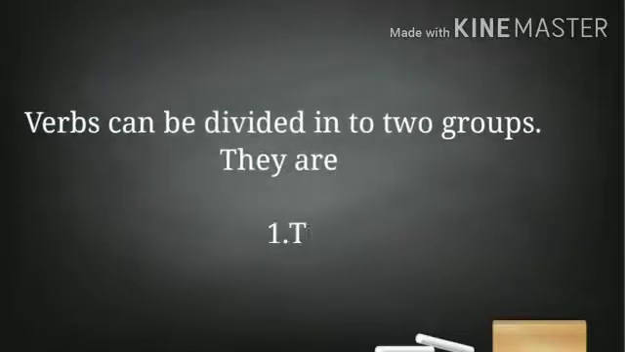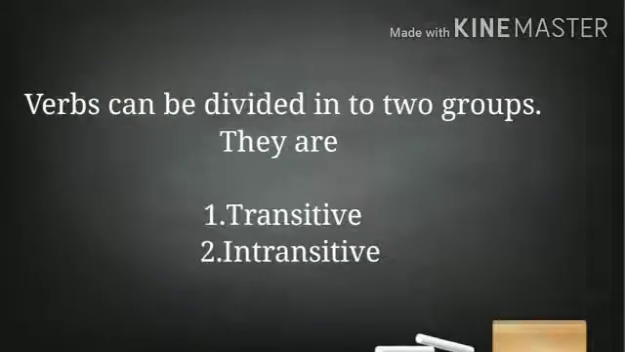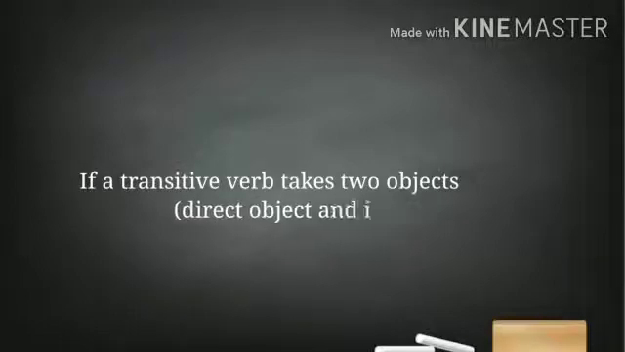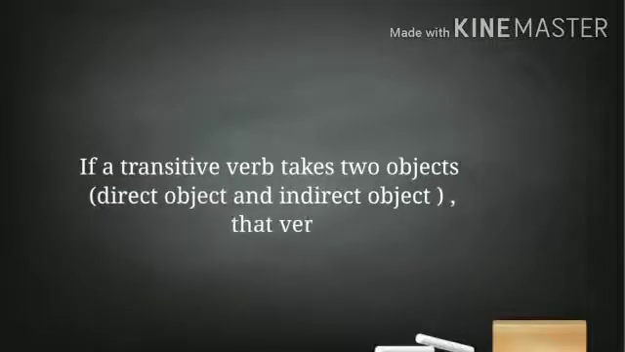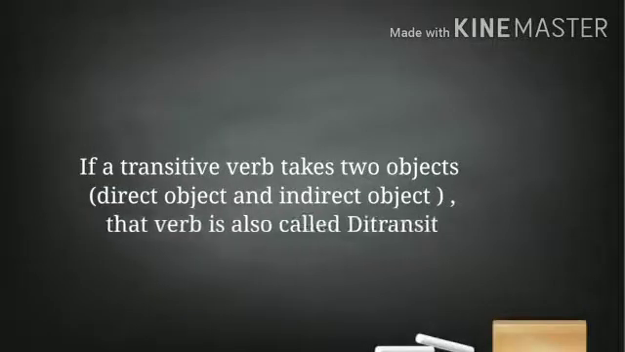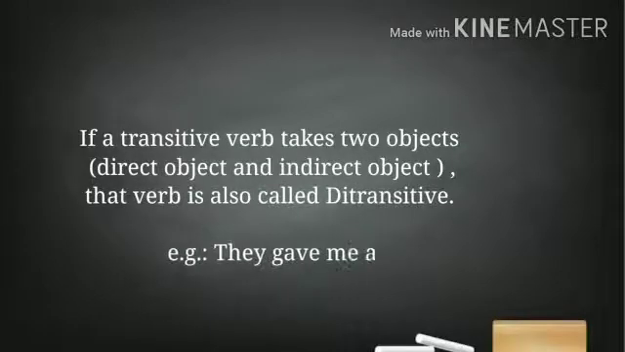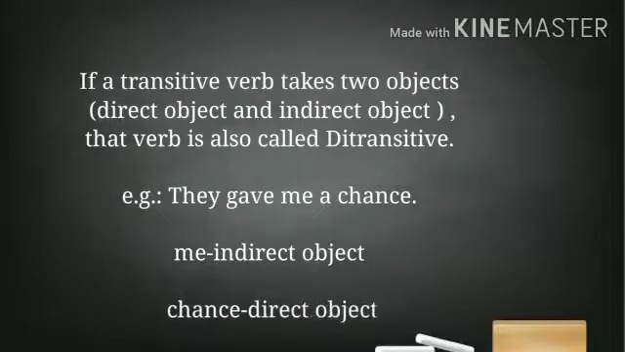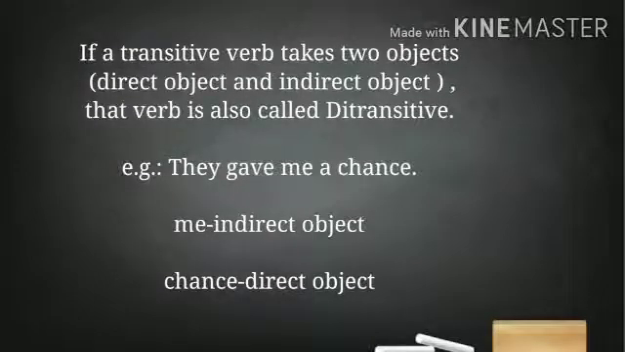So we can say verbs can be divided into two groups. They are transitive verbs and intransitive verbs, like the verbs which take objects and those which don't take objects. If a transitive verb takes two objects, like direct object and indirect object, that verb is also called ditransitive verb. For example, they gave me a chance. Here, me is indirect object, chance is direct object.